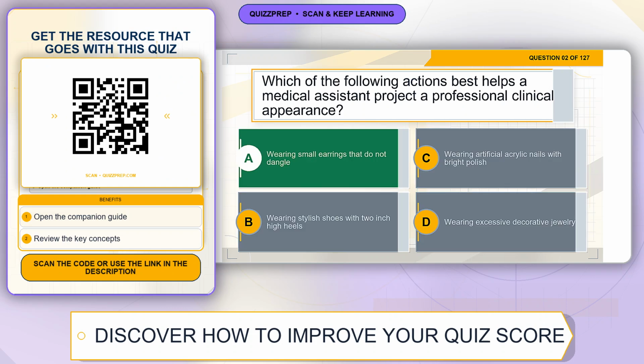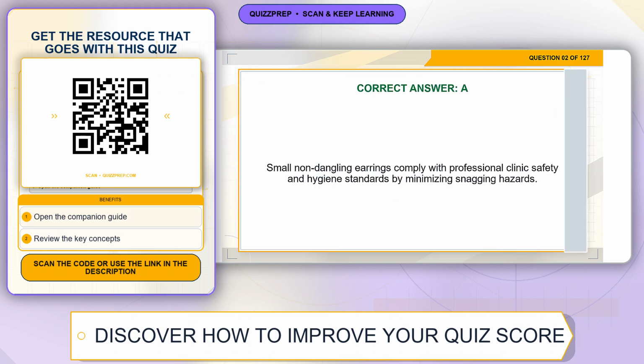The correct answer is option A. Wearing small earrings that do not dangle. Explanation. Small non-dangling earrings comply with professional clinic safety and hygiene standards by minimizing snagging hazards.